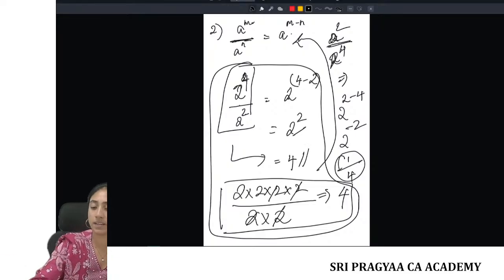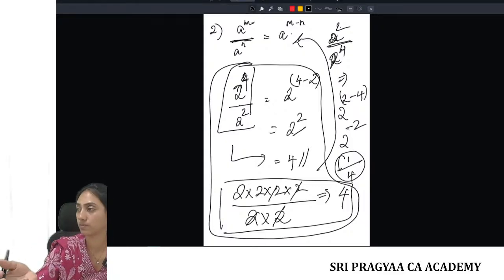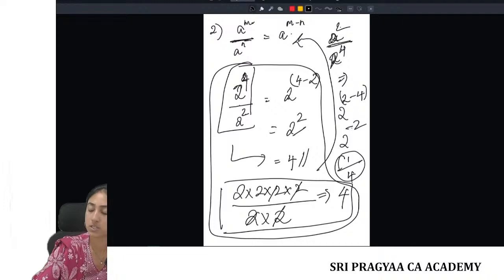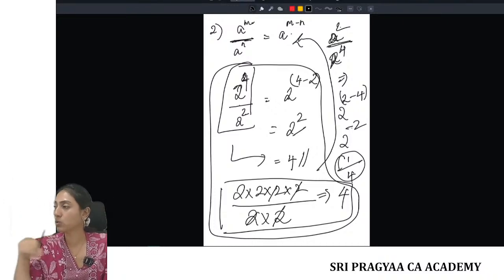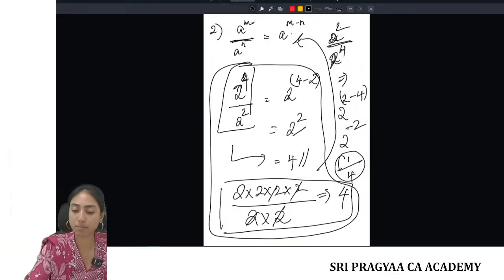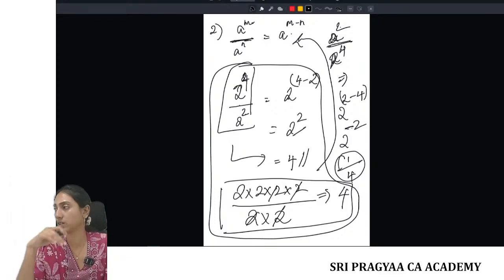But when I have the inverse, 2 power 2 divided by 2 power 4, it will be 2 raised to the power of 2 minus 4. So 2 raised to the power of minus 2 is 1 by 2 power 2. Whenever I have a minus, it means it has to be taken to the denominator.